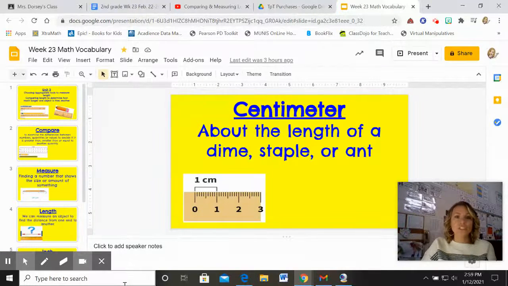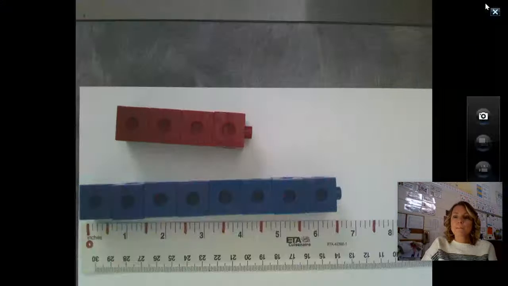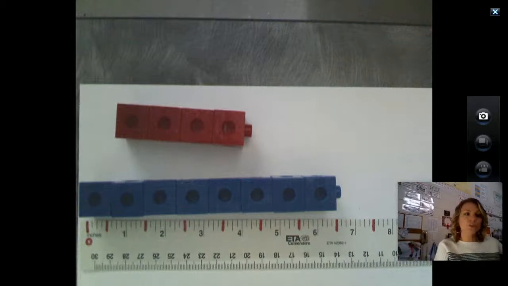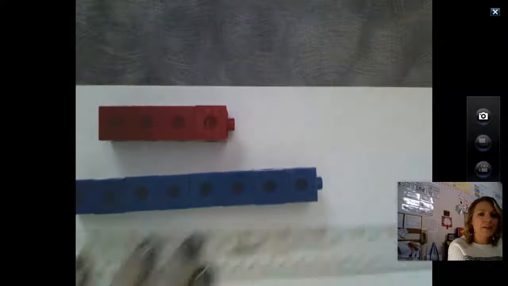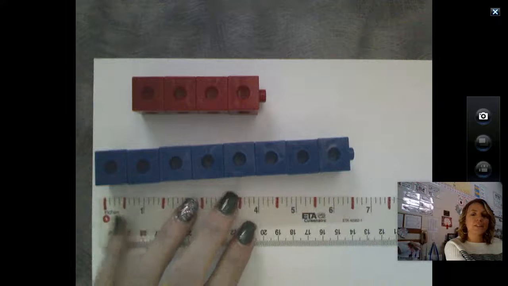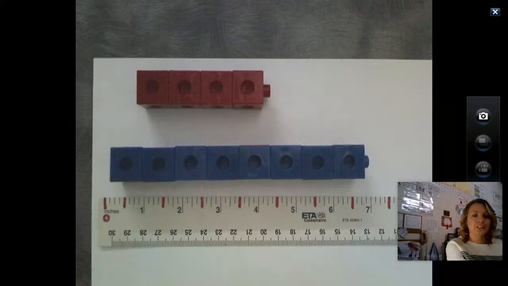Okay, now we're going to actually look at measuring some things and seeing which one is longer, shorter, or if they're the same. Okay, boys and girls, I'm going to switch my screen real quick. I'm going to show you the document camera. We are going to measure and compare these two items today in inches. We're going to focus on inches today, and then tomorrow we'll do some with centimeters, and then later in the week we're going to mix it up and do some together.